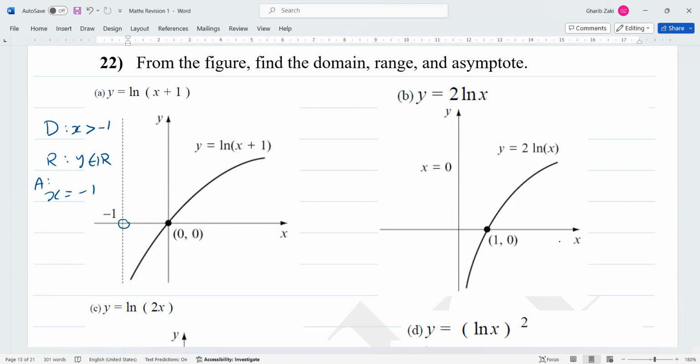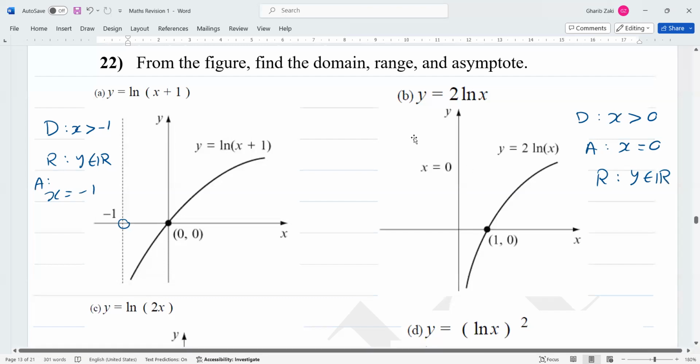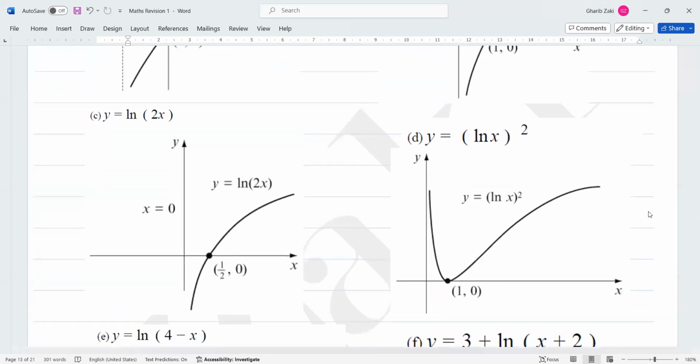Now, part B, the domain x greater than 0. Asymptote x equals 0. The range y belongs to R. Part C, the domain x greater than 0. The asymptote x equals 0. The range is y belongs to R.